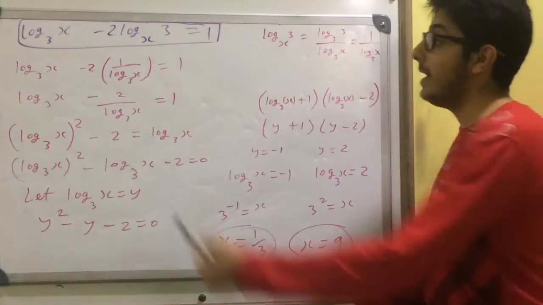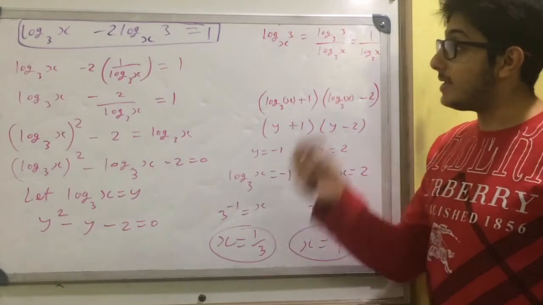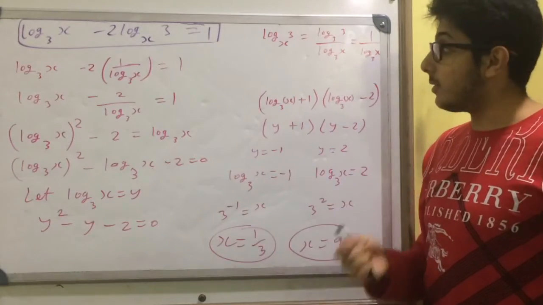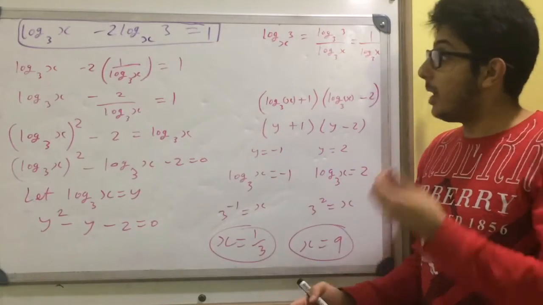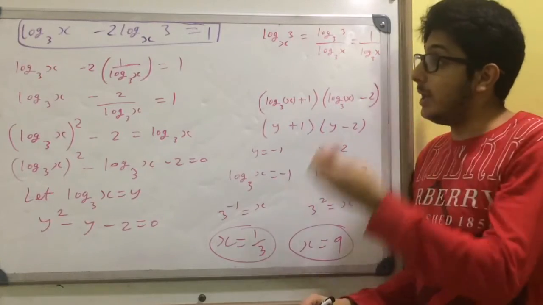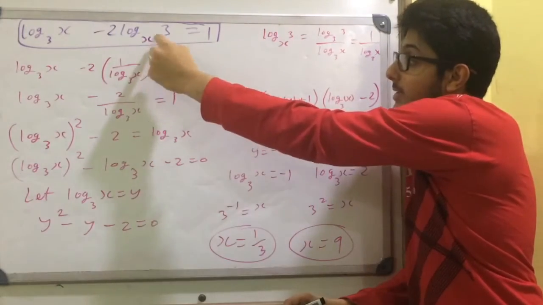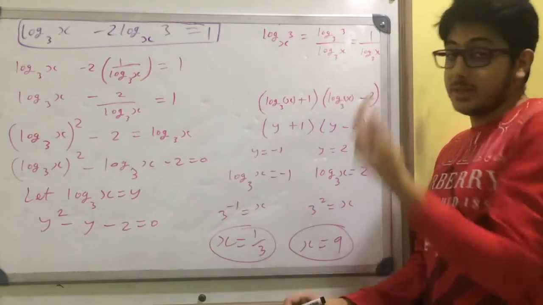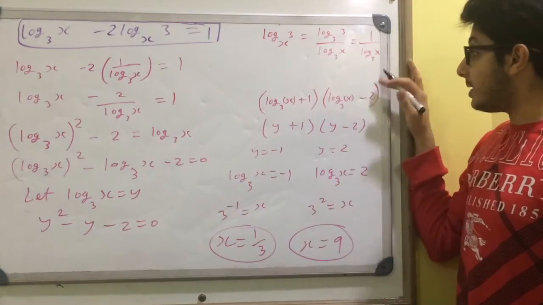Alright, the first problem, different bases. It's not going to work if you don't change the bases. You have to have the same base throughout. Alright, I'm going to change it to base 3. You could change it to base x. It doesn't really matter, but my preference is for the base to be a numerical value, not a variable. So I change logarithm base x of 3 into base 3. So then that gives me 1 over logarithm base 3 of x.